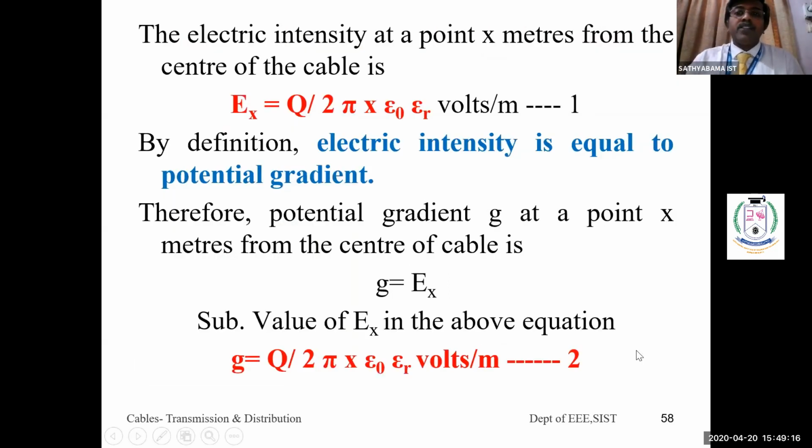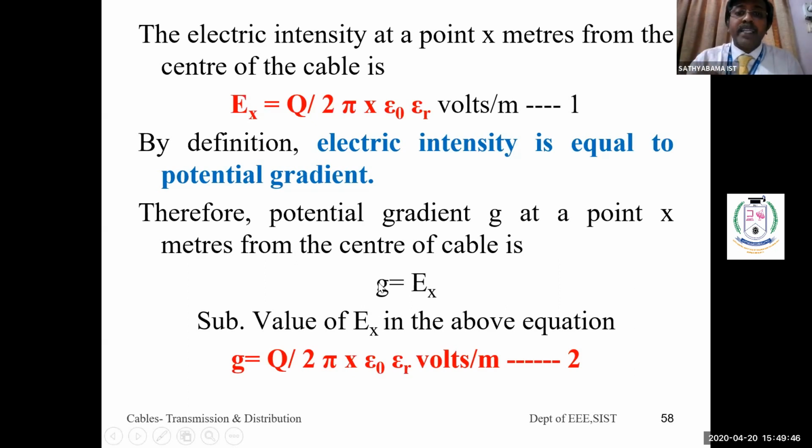Next, this is the electric field intensity at a point x meters, and we already derived it. E of x is equal to q divided by 2 pi x epsilon naught epsilon r. Epsilon naught is a constant value, and epsilon r is the relative permittivity. According to the definition, the electric field intensity is equal to the potential gradient. That's why here we write G is equal to E of x. This is very, very important, please make a note.